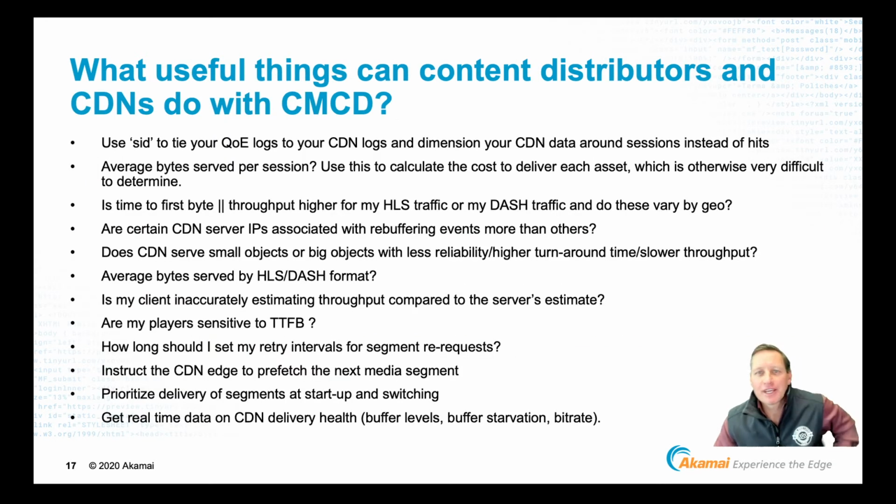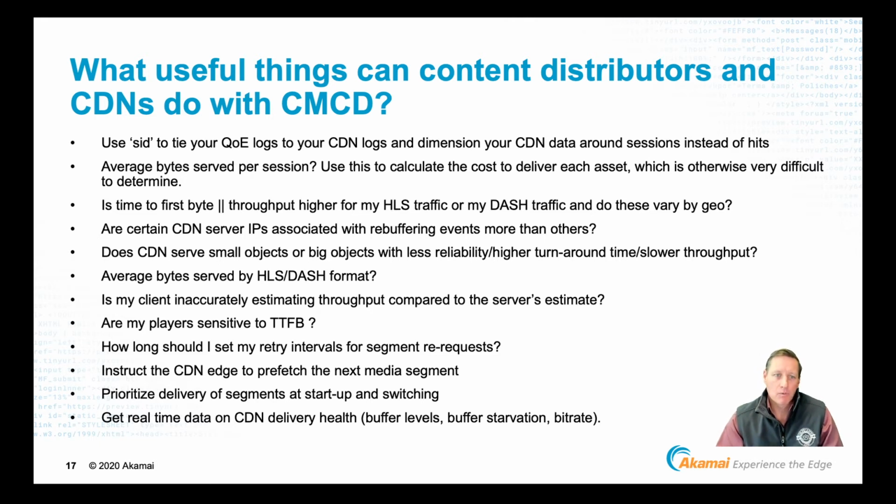So what useful things can you do? People ask me this. So you can read faster than I can, but I'll just highlight some from this list. So the first thing you can do is use session ID to tie your QoE logs to your CDN logs, tie them together. You can answer questions like, how many bytes do I serve per session? You don't actually really know that. You get a list from your CDN saying I delivered so many petabytes of data, but you don't know how much a particular asset necessarily takes.